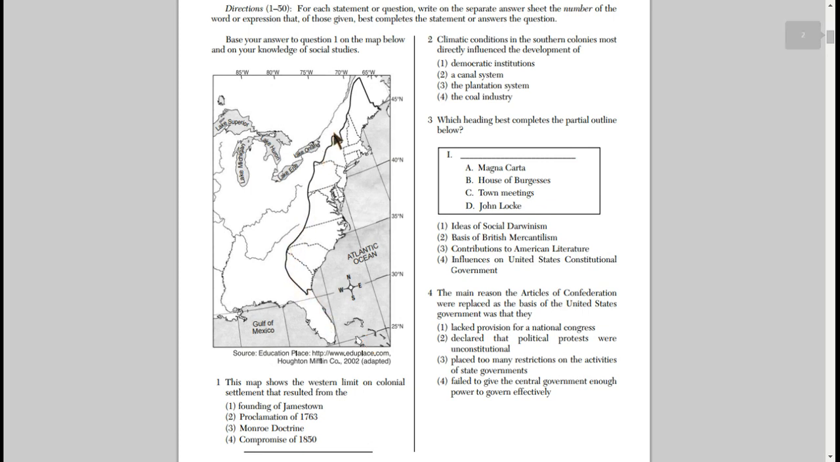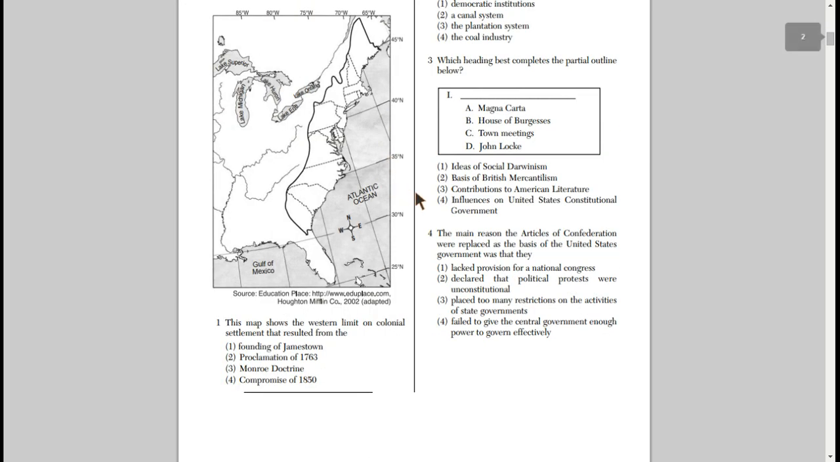All right, so I have this line right here. We have the colonies right here. So this is the western limit. So let's be thinking about what maybe the British Empire did to make sure that we could not move westward. We have the founding of Jamestown, Proclamation of 1763, the Monroe Doctrine, and the Compromise of 1850. So why don't you go ahead, pause, get rid of 2, choose your answer, and then come back.